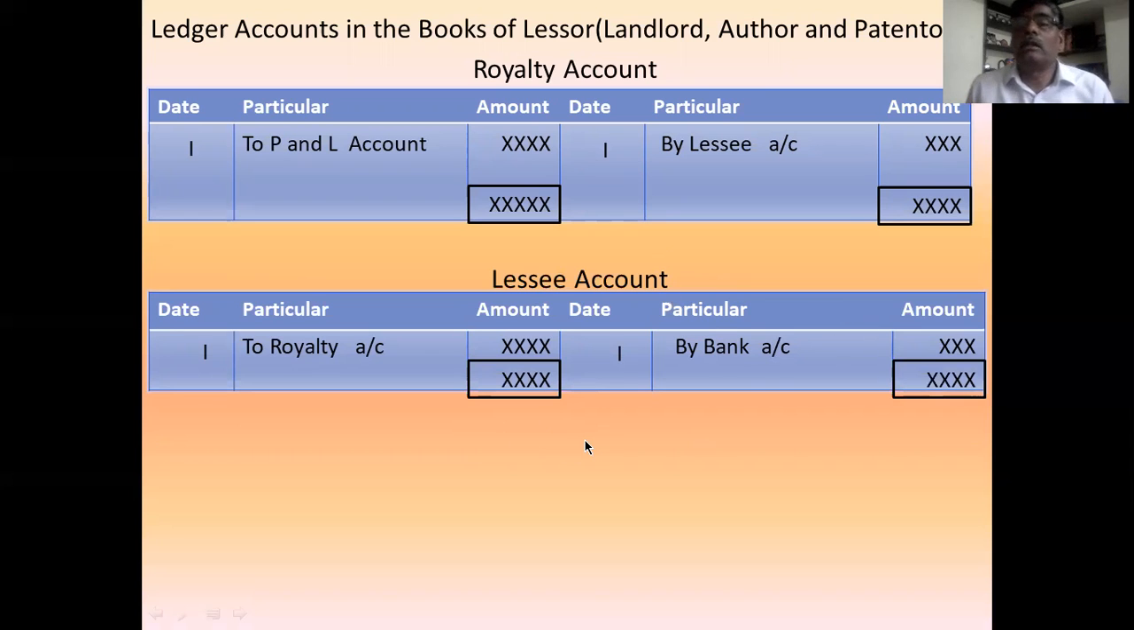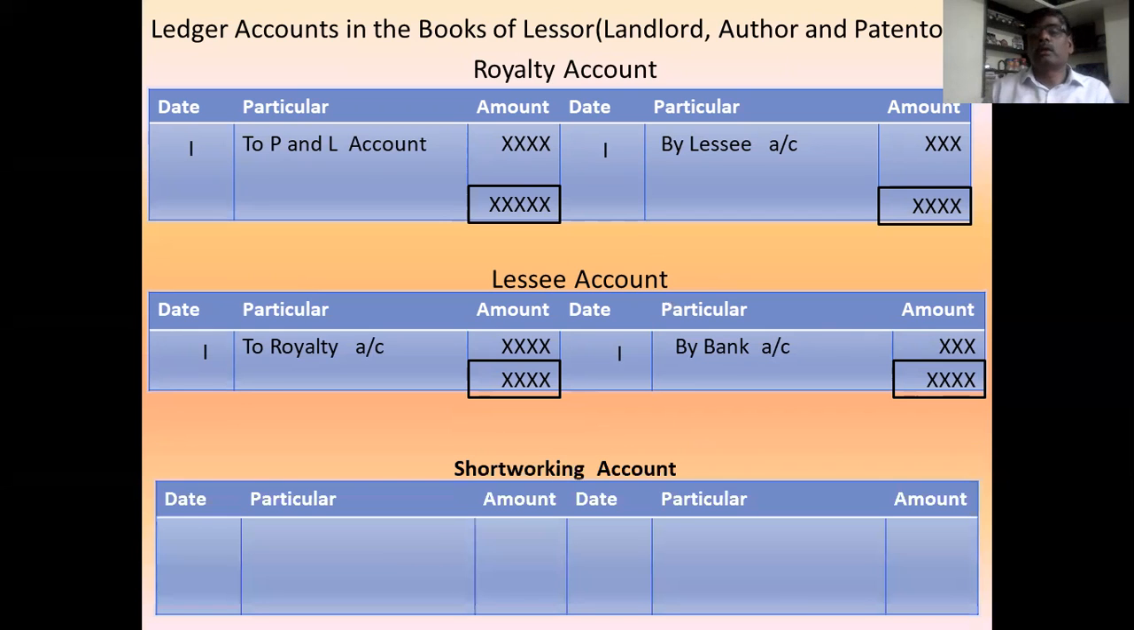Okay, I have not taken the difference. It may tally. If the difference is there, that difference you represent as to short working or by short working. And the third account is the short working account.